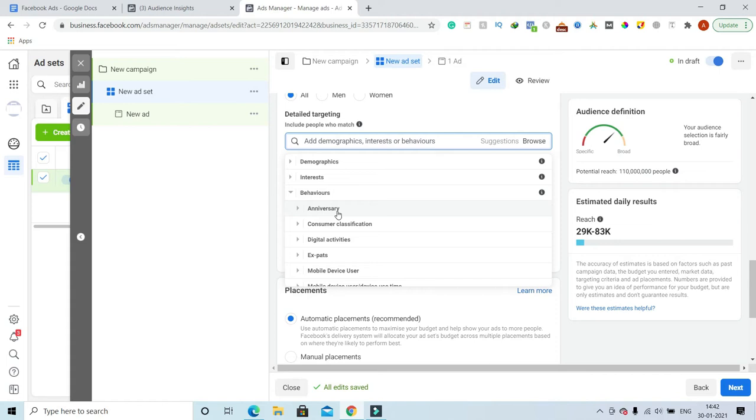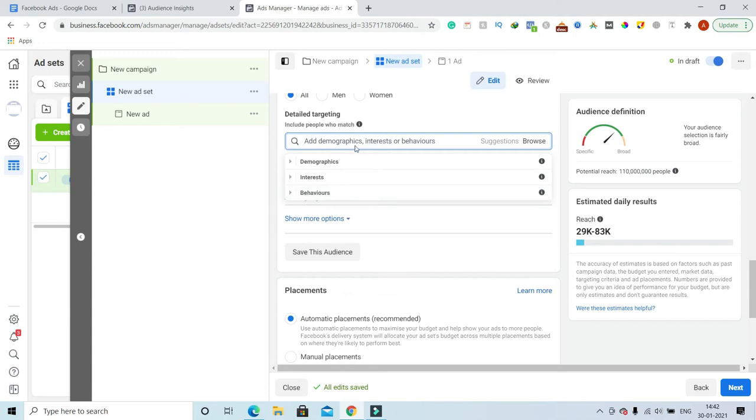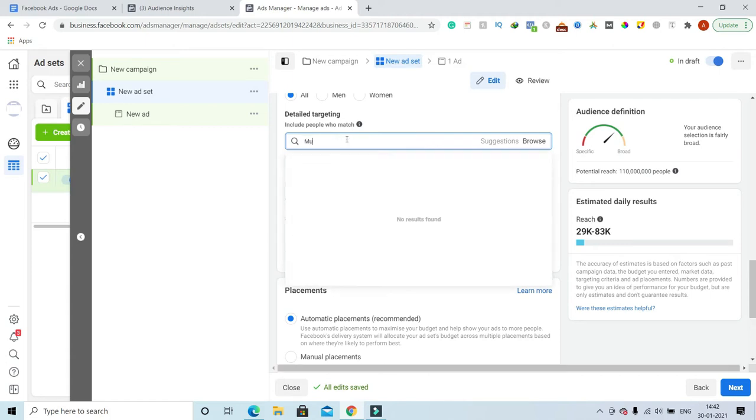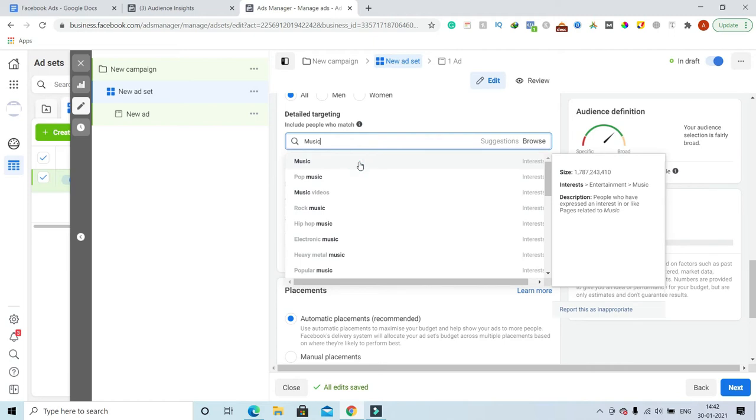So these three things are really very, very important. You have to segment your audience according to demographics, according to interest, and according to behaviors. Now depending upon the type of business you have, these things will vary. Let us consider you want to advertise your music classes. So the first thing would be to search about music. That would be the broadest possible interest, which is music.